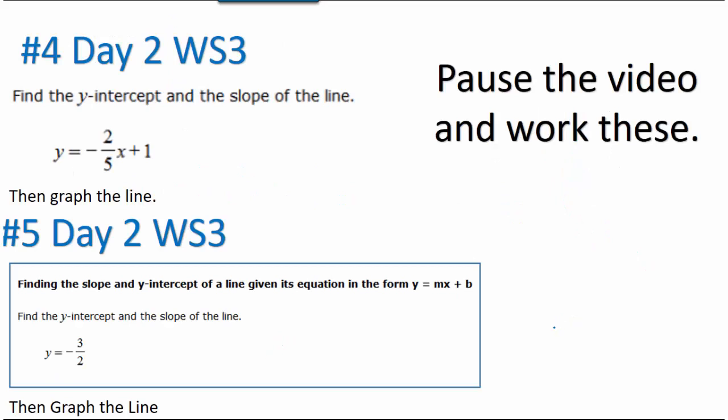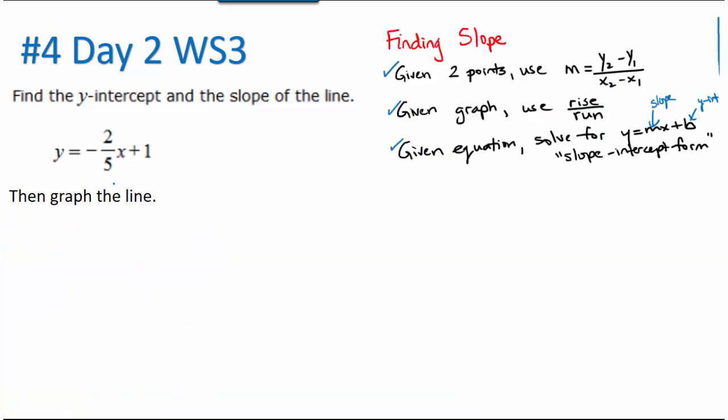So I would like you to pause the video and work these 2 examples from the day 2 worksheet, number 3. Find the y-intercept and slope of this line, y equals -2x plus 5, and then use that information to graph it. And then find the y-intercept and slope of this line, y equals -3/2, and also graph this line. Number 4, find the y-intercept and slope of the line and then graph it. y equals -2/5 x plus 1.